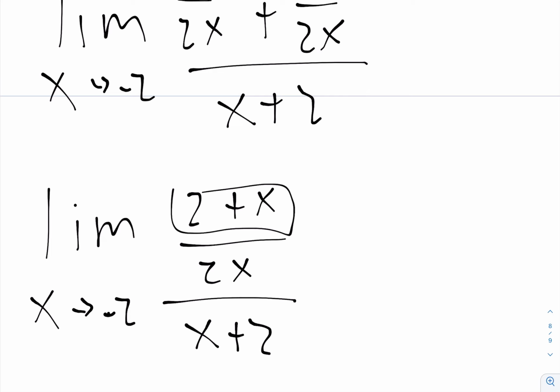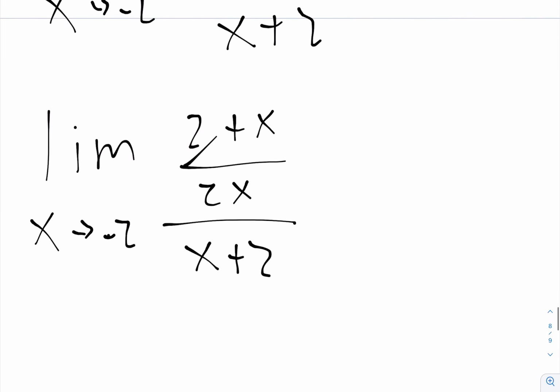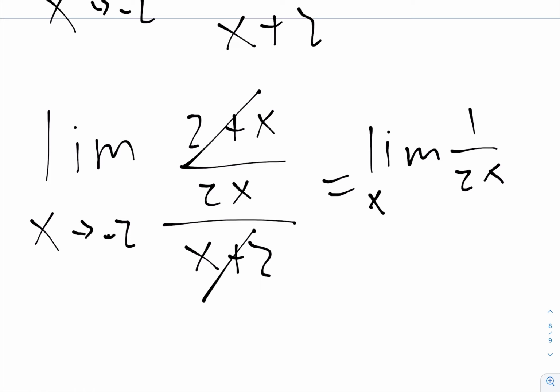Okay, so 2 plus x and x plus 2, the order in which we add two things together doesn't matter. So 2 plus x and x plus 2 is the same thing. If we have 2 plus x over 2x and we're dividing by x plus 2, those two things are going to cancel out, and we're just going to have the limit of 1 over 2x as x approaches -2.